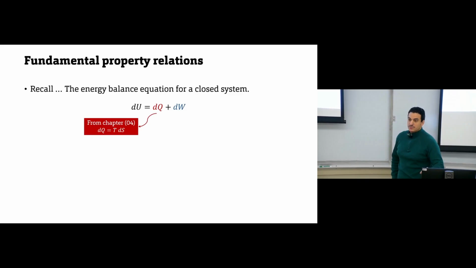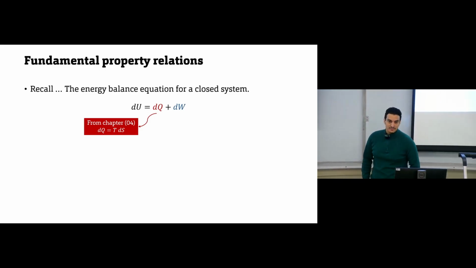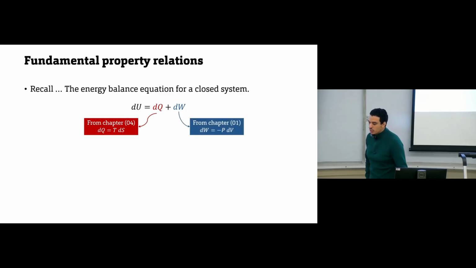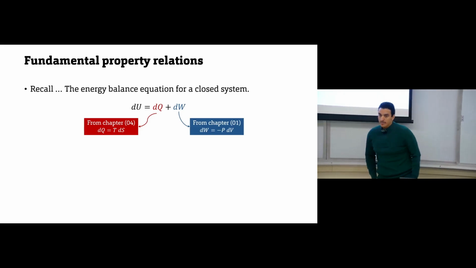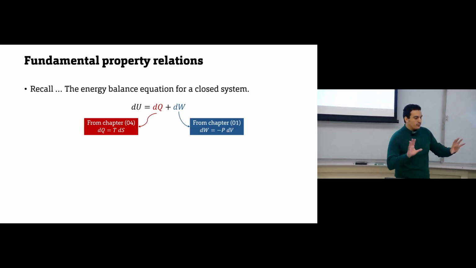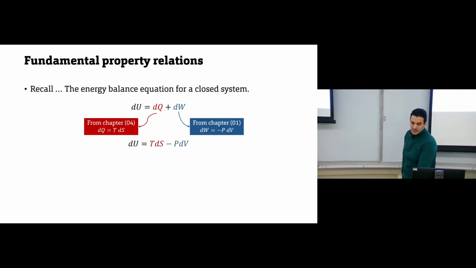If you remember chapter 4, when we started talking about entropy, we had a relationship relating entropy to heat: dQ is TdS. And if you remember chapter 1, the work that we calculated is negative PdV. So if we put these two equations together, then we have dU is TdS minus PdV.